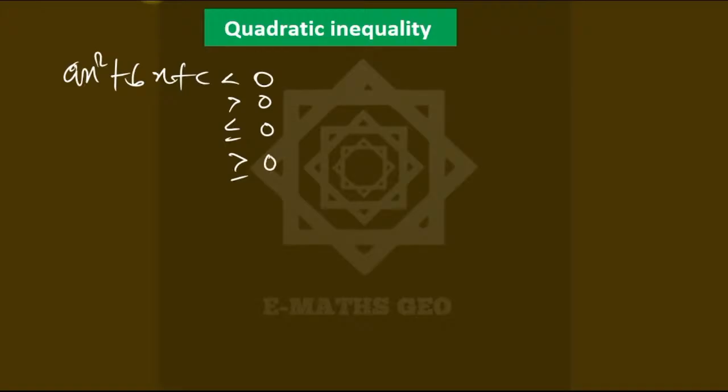So this is a quadratic inequality. And to solve it, it's somehow different from the way we solve a quadratic equation. This one is now an inequality. And let's use our common sense.